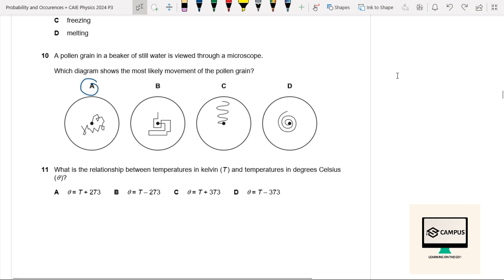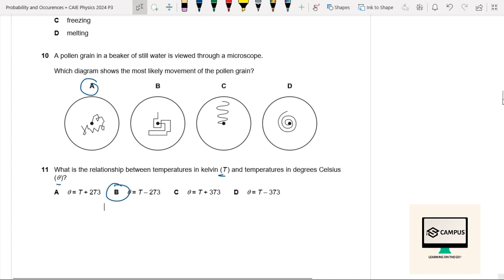What is the relationship between temperature in Kelvin and temperature in degrees Celsius? Kelvin is T, whereas theta is used to denote the degree Celsius scale. So it's quite straightforward. It happens to be B. One way to remember is that there is absolute zero. The minimum temperature in the Kelvin scale is 0 Kelvin, whereas in the Celsius scale it is minus 273 degrees Celsius. So one way to remember is that. The answer to question number 11 is B.